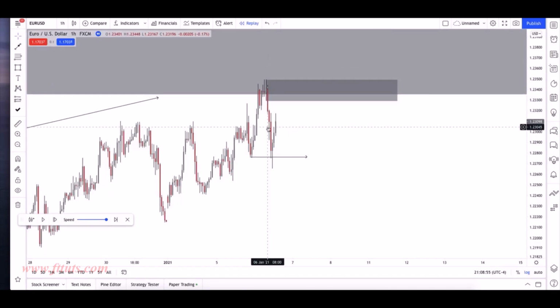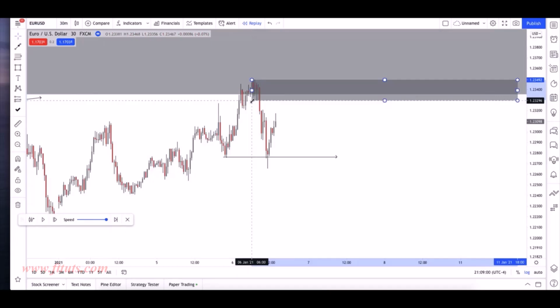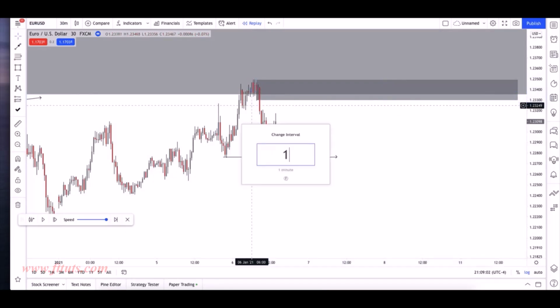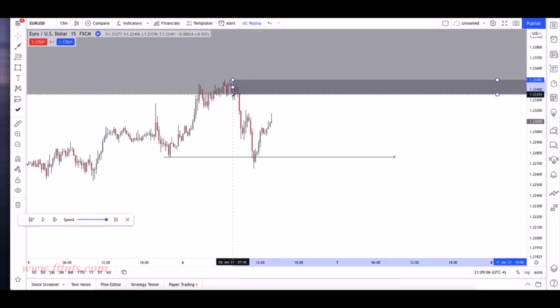And now what I'll do is break it down. I'll head over to the 30 minute and see if I can refine it to anything. We can go off this candle. 15 minute. Beautiful. That would have been the last candle before that move over to the downside. And I'll set my stop loss at the top of that move. So I'd potentially enter off that 15 minute.